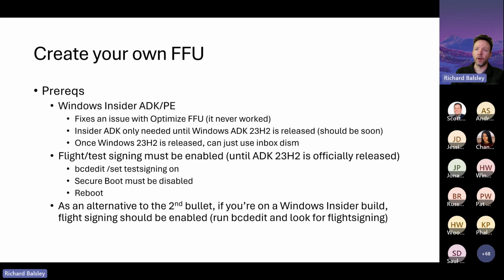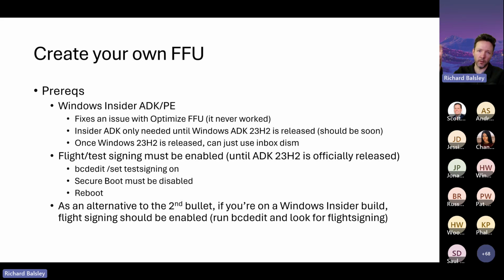Now, the next bullet point here, flight and test signing. So this must be enabled. In order for you to use the Windows Insider ADK, you need to enable flight and test signing. In order to do that, you just run bcdedit /set testsigning on. However, when you try to run that, if Secure Boot is enabled on your machine, which it probably is, and it should be, then you're going to get an error message saying that Secure Boot is preventing you from turning test signing on. And so you would need to disable Secure Boot, reboot, and then turn on test signing. So you'd run bcdedit /set testsigning on.